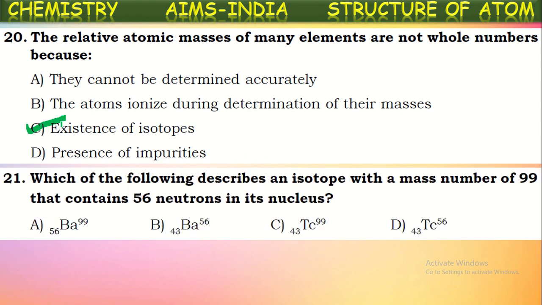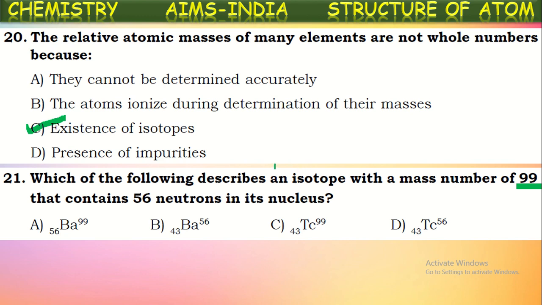Next, which of the following describes an isotope with mass number 99 and contains 56 neutrons in its nucleus? See, they have mentioned here mass number. So for describing an element, we need to know the symbol and atomic number and even mass number also. They mentioned already here its mass number as 99. Now if we know its atomic number, we can describe that element. But they did not give here atomic number directly. They have given mass number and the number of neutrons. If you know mass number and number of neutrons, we can calculate the number of protons so that we can say atomic number.